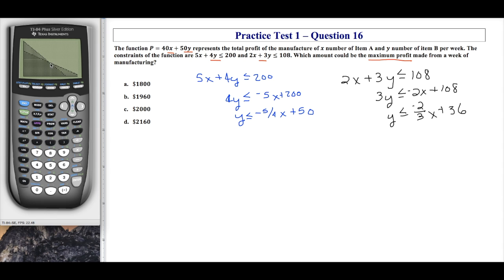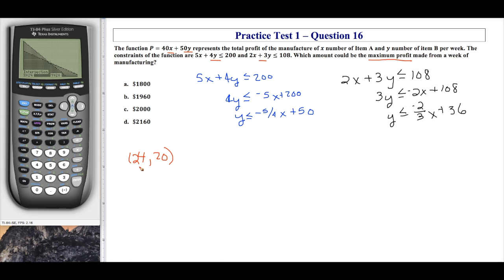The next thing we need to do is find the point where the two inequalities meet. Let's do second, calc, and choose 5 for intersect. The calculator will ask for your first curve, which it shows you as negative 5/4 x plus 50. Hit enter. Your second curve, which is negative 2/3 x plus 36. Hit enter. And then enter again. The calculator will show you the coordinate pair for your intersection, which is 24, 20.